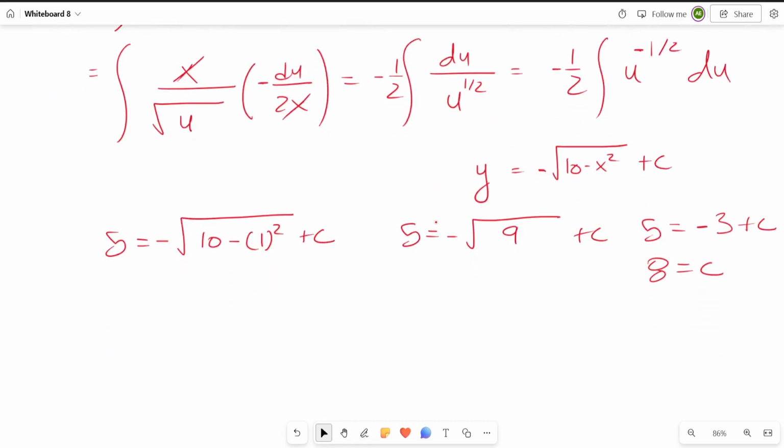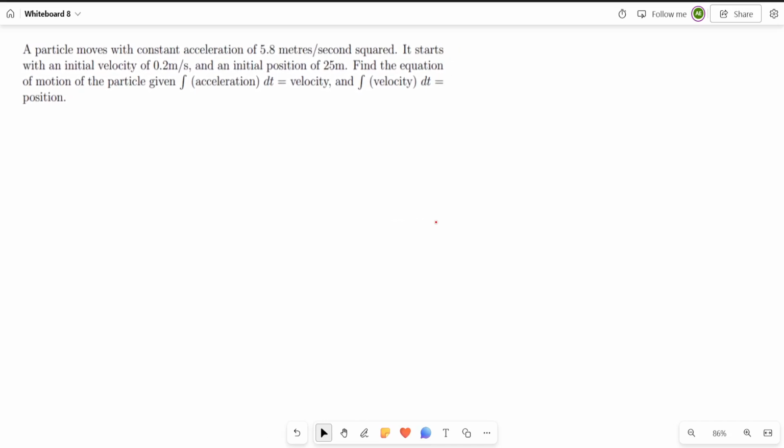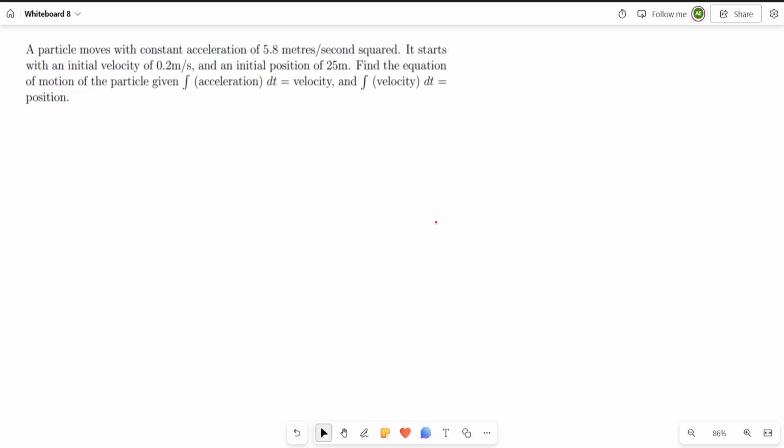Let's move on to another style of question. Let's try and read this question. This acceleration, velocity, and position comes a lot in integration and differentiation. So it says that a particle moves with a constant acceleration of 5.8 meters per second squared. It starts with an initial velocity of 0.2 meter per second and an initial position of 25. Find the equation of motion of the particle.